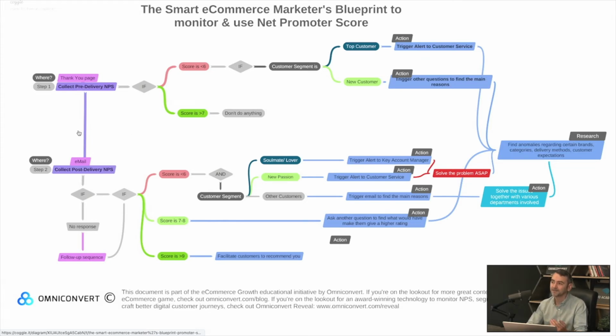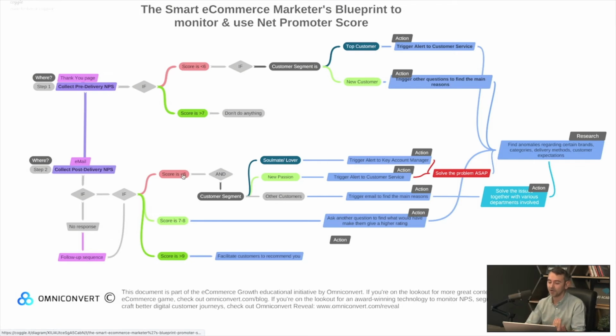Then after the delivery has been made, you collect it via email, so you can do this integration with Omniconvert and Klaviyo or another email service provider, and if there's no response, you can do a follow-up sequence. That follow-up sequence can be made even with ads. So using our audience builder, you can build a follow-up sequence, and after you collect the score, then you can give them different treatments, right?